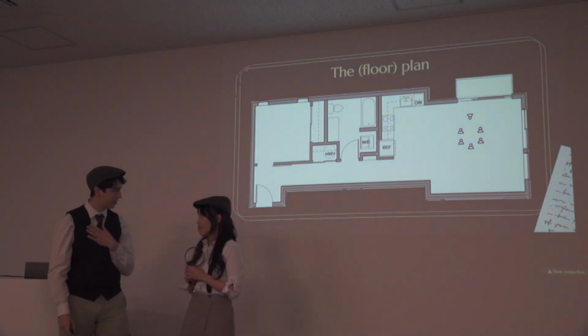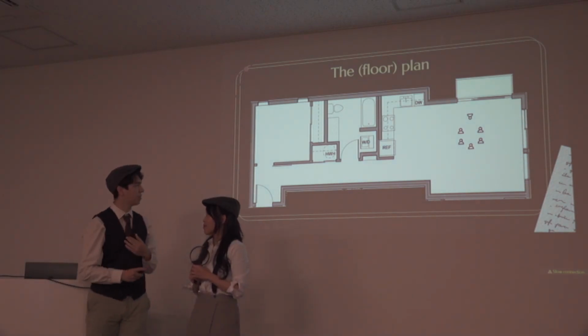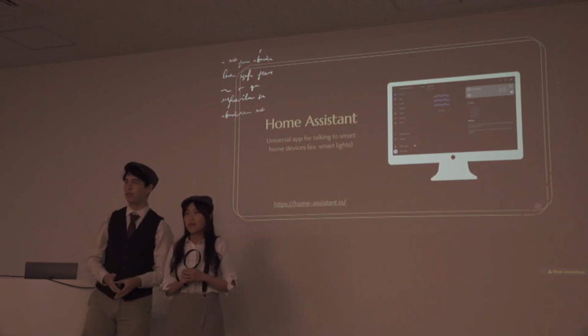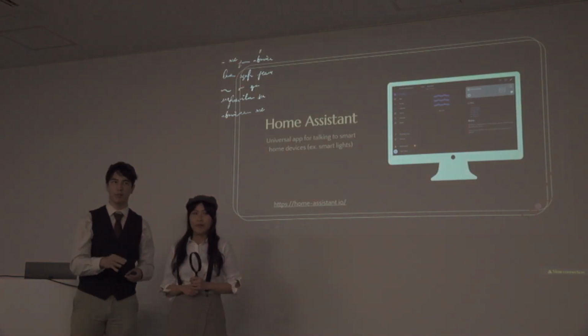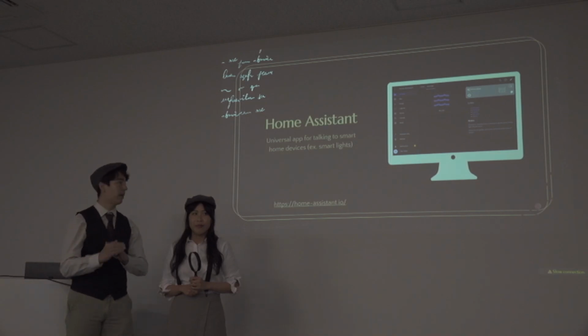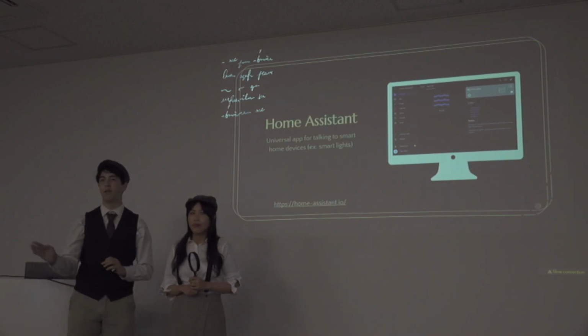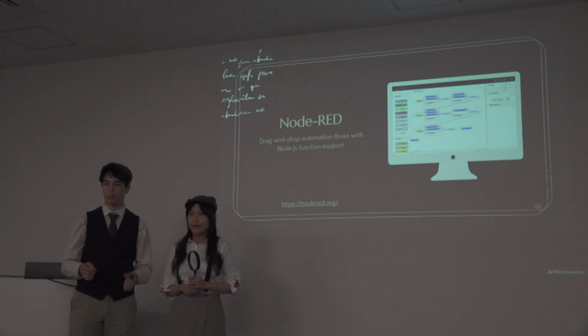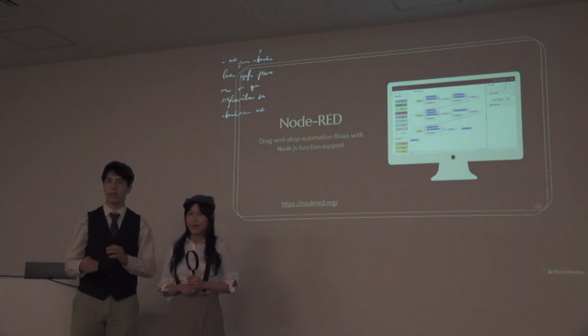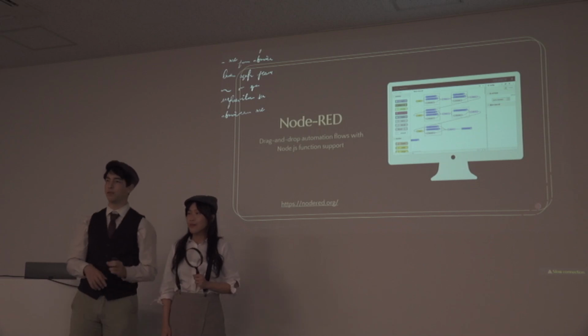Spooky, right? But how do these lights work? We control them using an app called Home Assistant, which gives you a universal API to communicate with any smart lights, no matter what brand they come from. We also use a tool called Node-RED, which allows you to automate your home using a drag and drop flow. It's also built on top of Node.js.